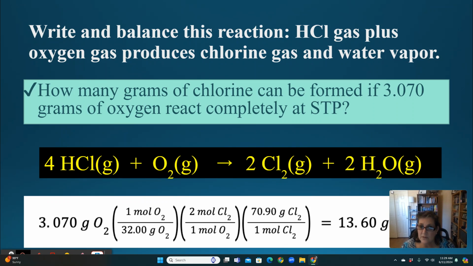Moles of oxygen cancel. Now we need the molar mass of chlorine. So you just add up 1 unit of Cl2. Right, so 1 mole of Cl2 is 70.90 grams of Cl2. Moles of Cl2 cancel. We're left with grams. The question was how many grams of chlorine? So we got that. So it is 13.60 grams of Cl2. 13.60. 4 sig figs for this problem.